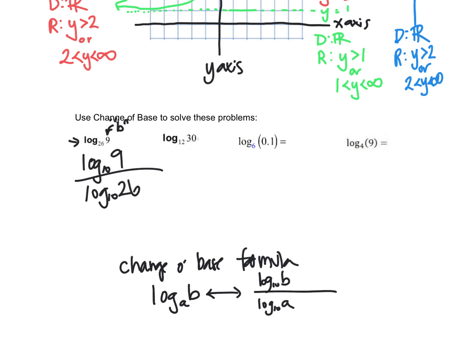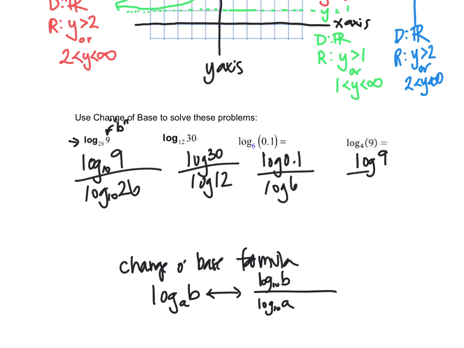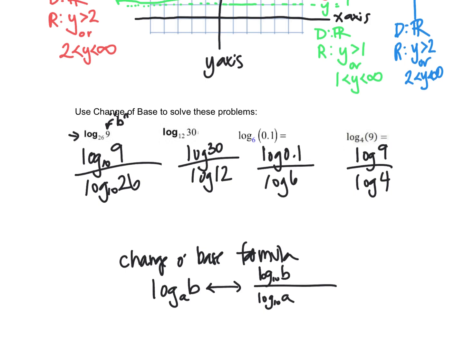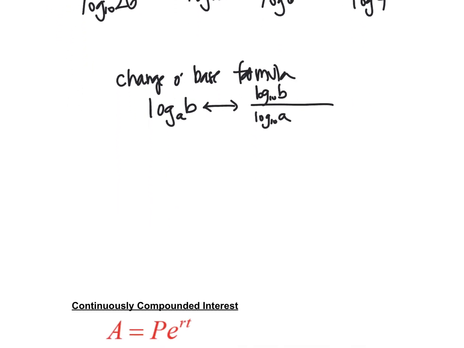Okay, we'll do this next one. Log of 30, you get the big number on top, over log 12, and so on and so forth. Okay, we'll do this one, log 0.1 over log of 6, and then this guy, log of 9 over log of 4. So that's what we're going to do, just change the base. We're just practicing the change of base formula there. Okay, that's pretty straightforward. You did that in your homework last night, so that's great.